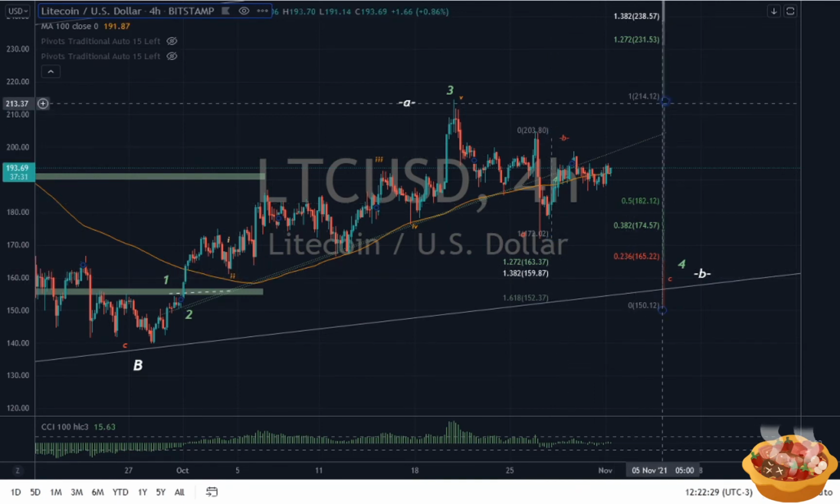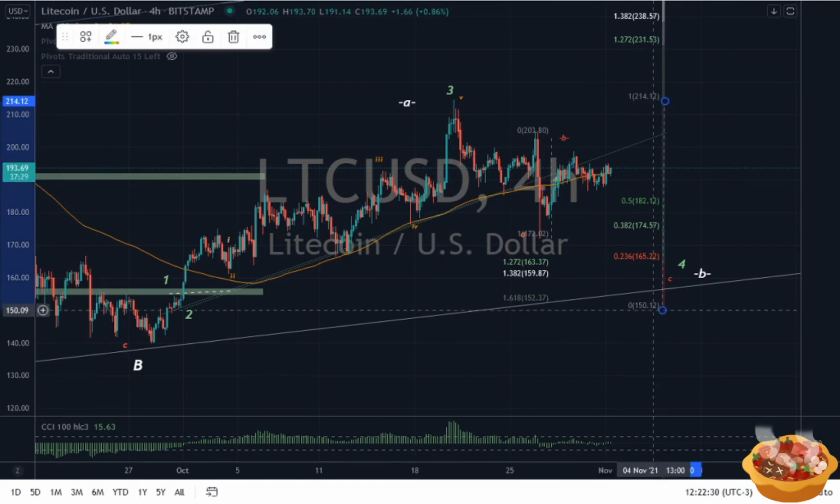If we're using fib retractions right from level 3 all the way down to level 2, this is level 2 here, then you should be doing 23.6% of this, which comes in at $165. All right, 165.22. This is the end of that correction 4, shown in green. The market then should be moving up.